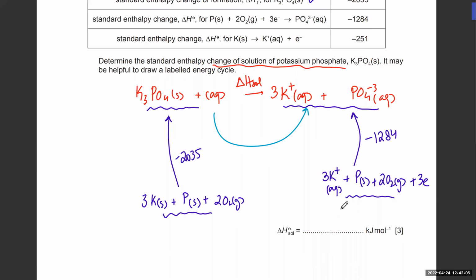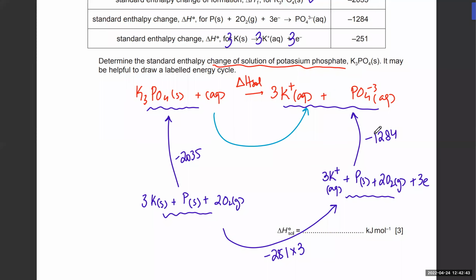Up here, last step. What is happening in this last step over here? Solid to aqueous is happening. K plus solid to aqueous. Achha, K solid, it's this one, right? K solid turning into K plus aqueous, right? And that's minus 251, times 3, because you've got 3 Ks and they're turning into 3K plus aqueous, losing 3 electrons. So now the cycle has come together.